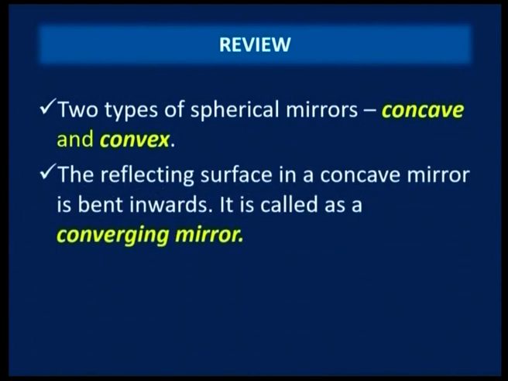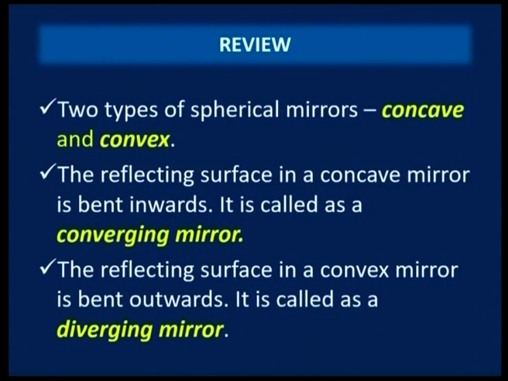We have seen that the reflecting surface in a concave mirror is bent inwards and it is called a converging mirror. Then the reflecting surface in a convex mirror is bent outwards and it is called a diverging mirror.